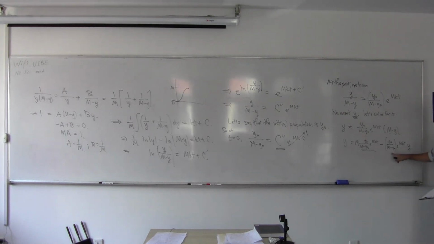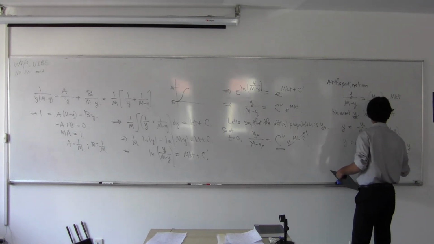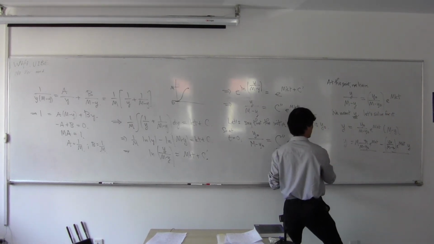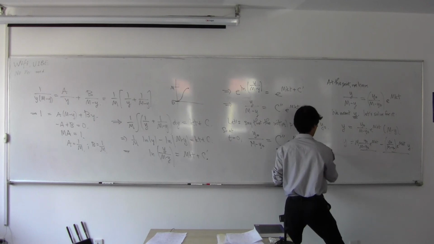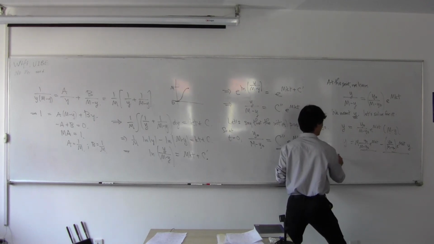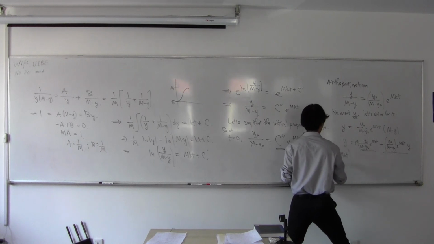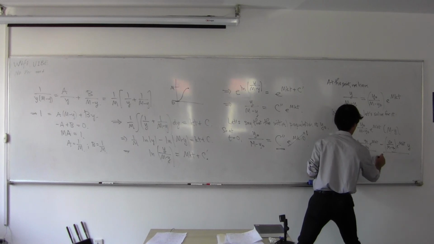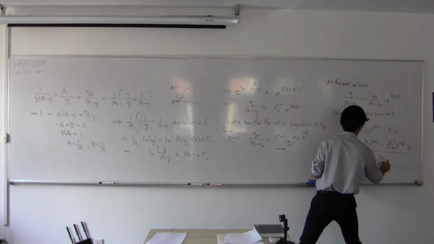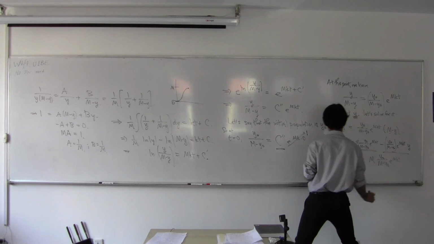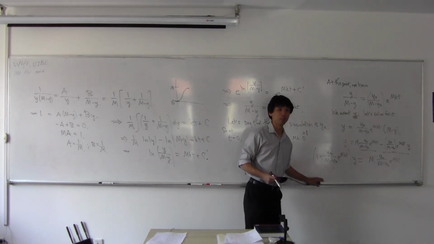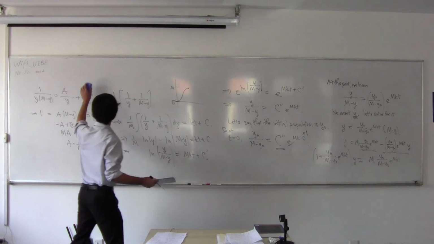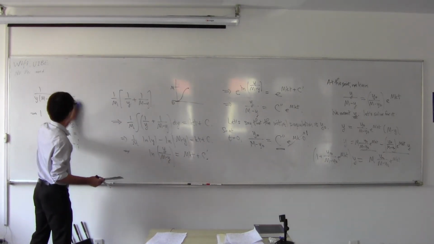Then we're going to solve for y by moving this to the other side and then dividing by 1 plus this thing. So let's move this thing to the other side, and we get 1 plus y naught over m minus y naught e to the mkt times y equals m times y naught over m minus y naught e to the mkt. And then we divide both sides by the coefficient of y.